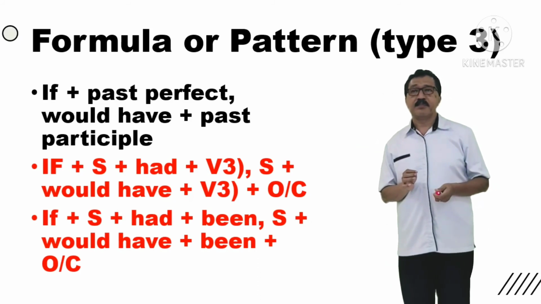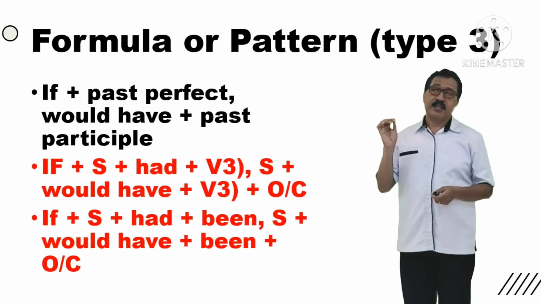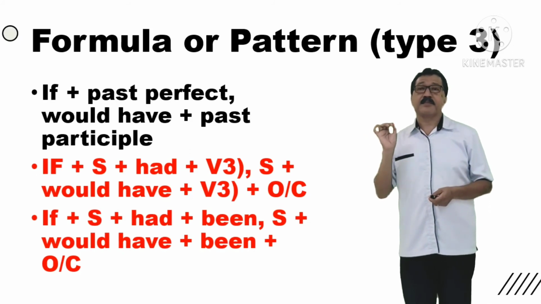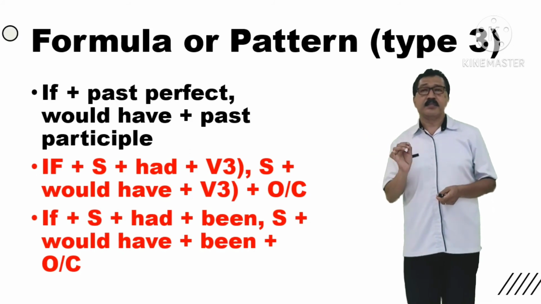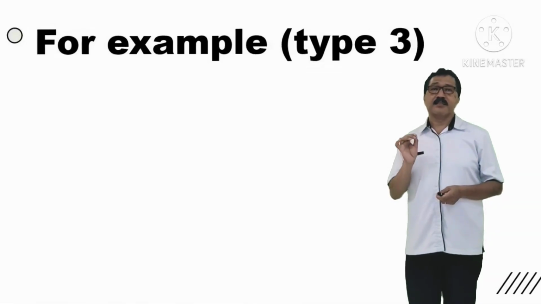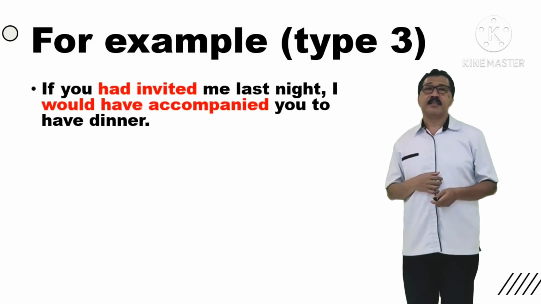For pattern number 2, if you use to be rather than a main verb, you have to use this pattern: if plus subject plus had plus been. The third form of to be is been. And in the main clause, you use subject plus would have plus been plus object or complement.